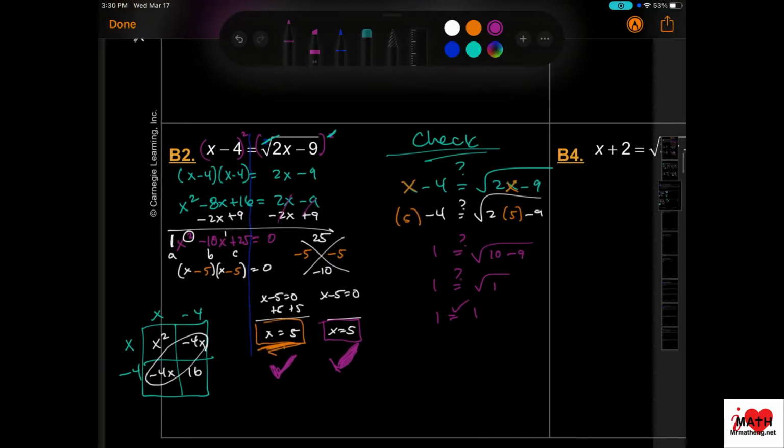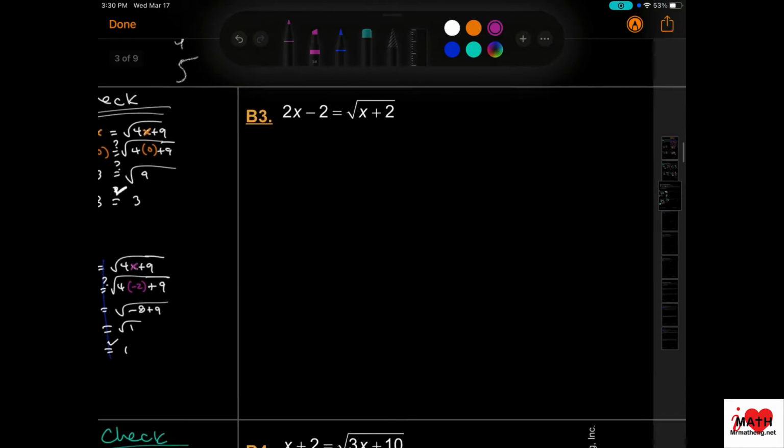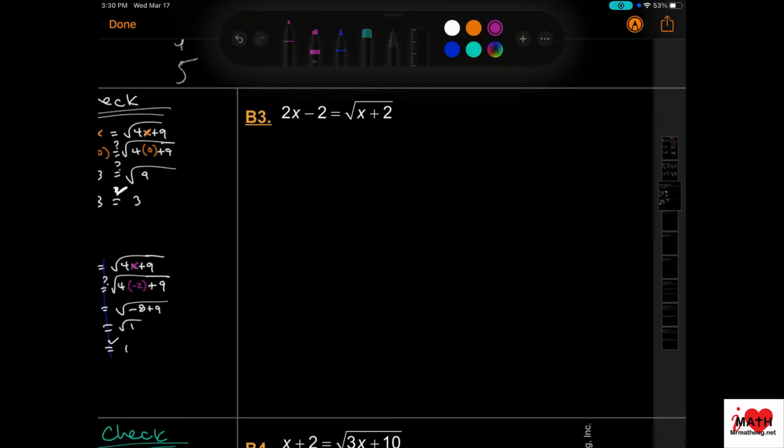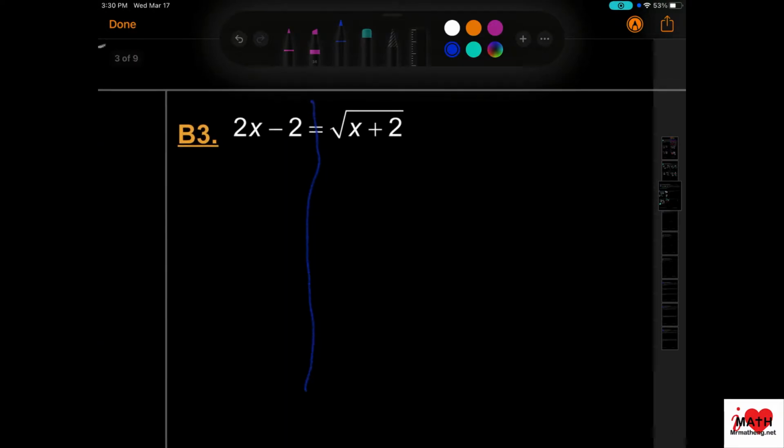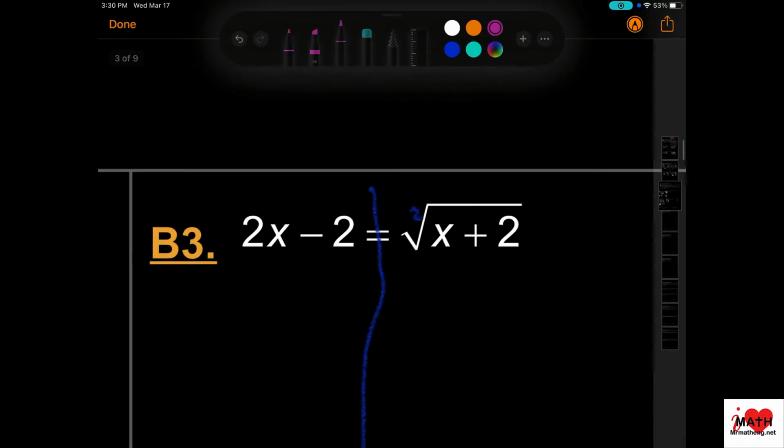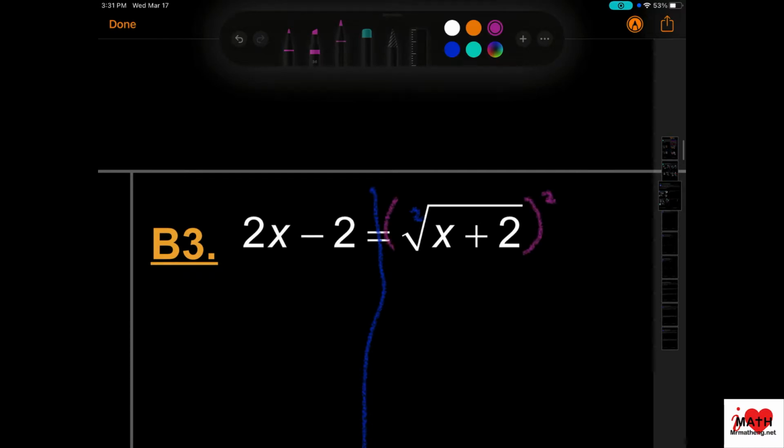Let's go ahead and try B3. In B3, you'll notice that the right side is isolated. Remember, there is nothing behind it, and there's nothing in front of that radical sign. Next thing I'm going to do is identify the index or root, which is a 2 here, and that tells me that I can now square both sides. If I square both sides, then this 2 and this 2, and the radical sign are gone. So we're left with just x plus 2.